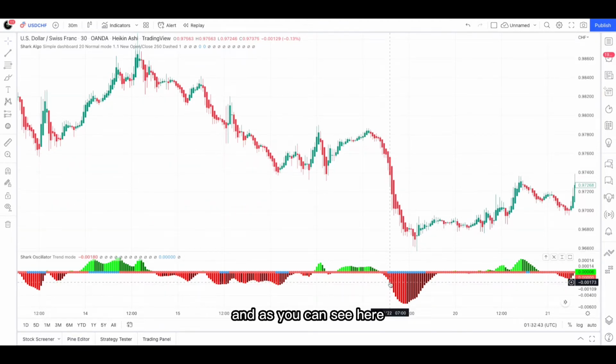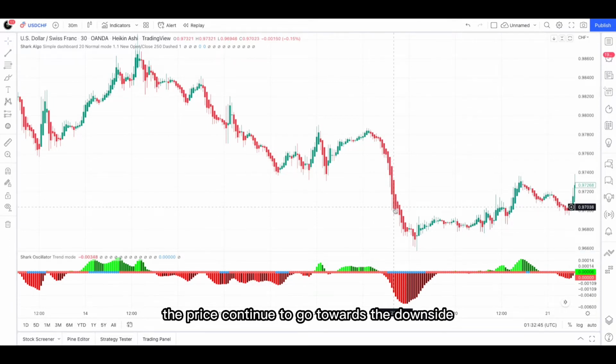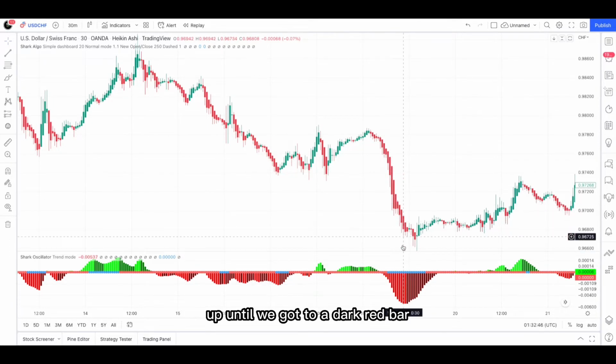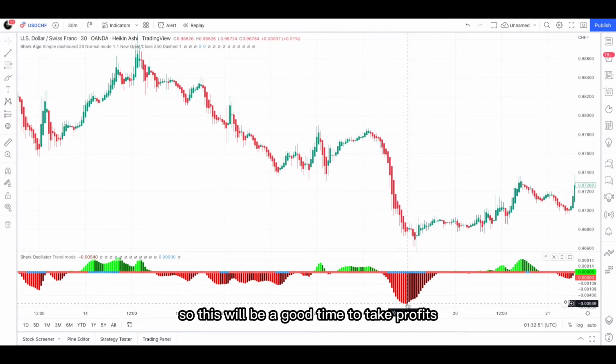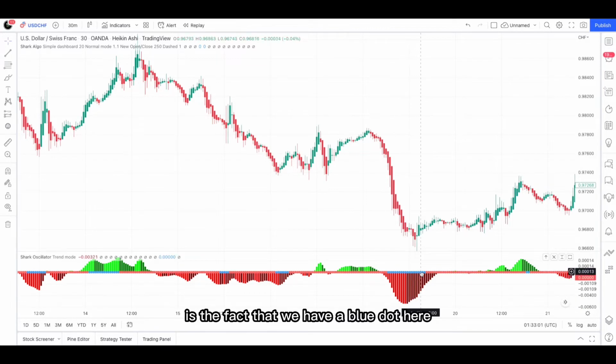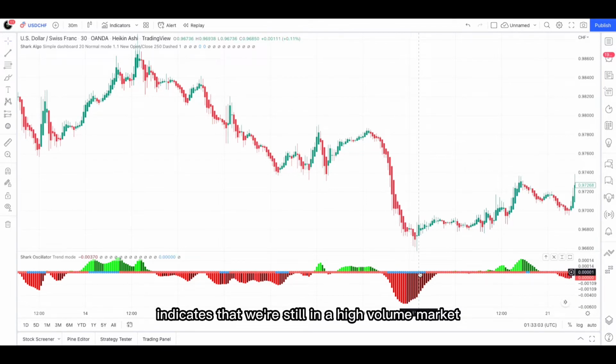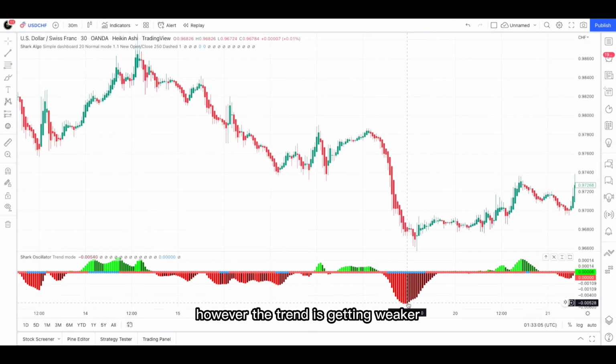And as you can see here, the price continued to go towards the downside up until we got to a dark red bar. So this will be a good time to take profits or take partial profits and lower your stop losses, so this way you cannot lose the trade. Another thing you can notice is that we have a blue dot here, which indicates that we're still in a high volume market. However, the trend is getting weaker.